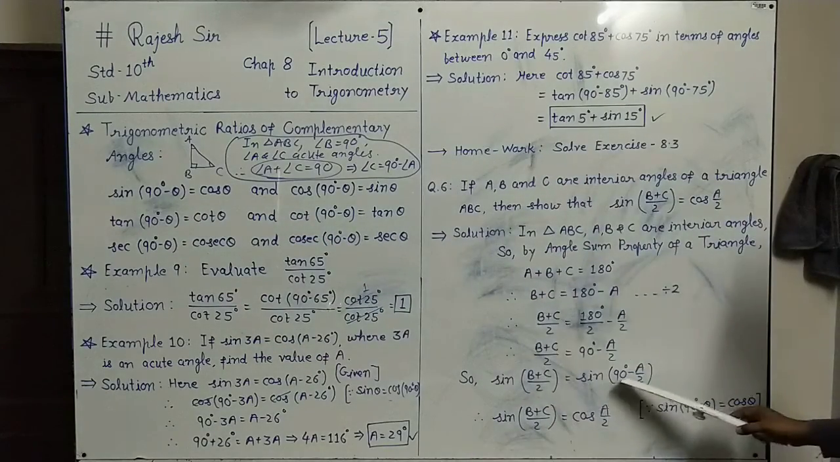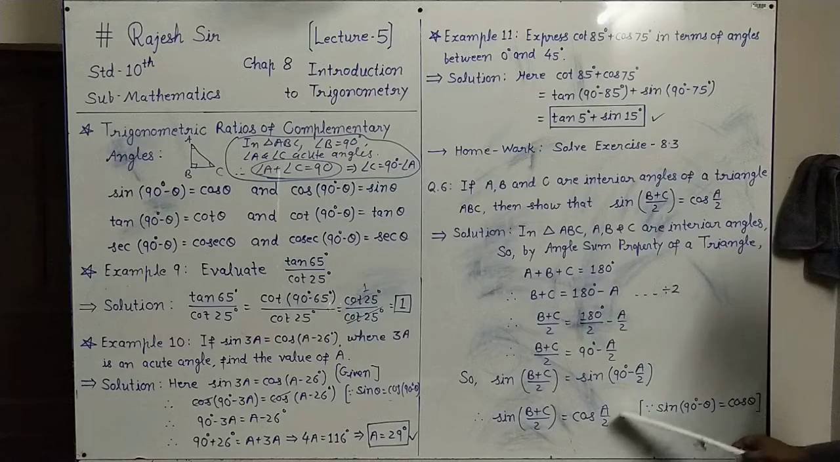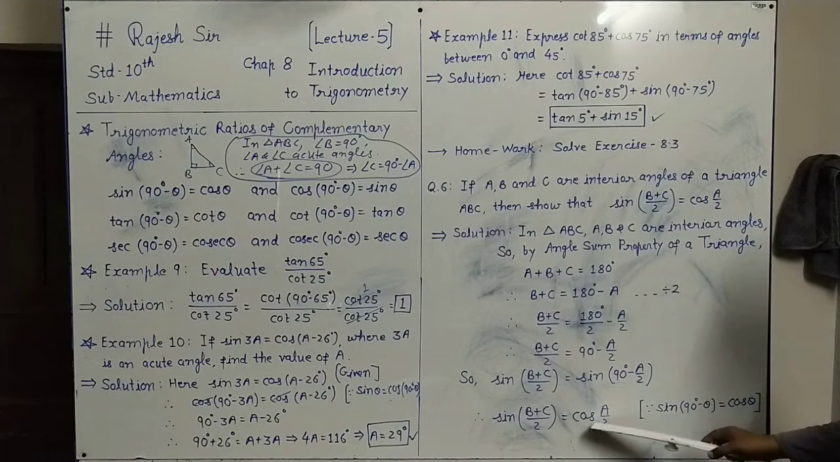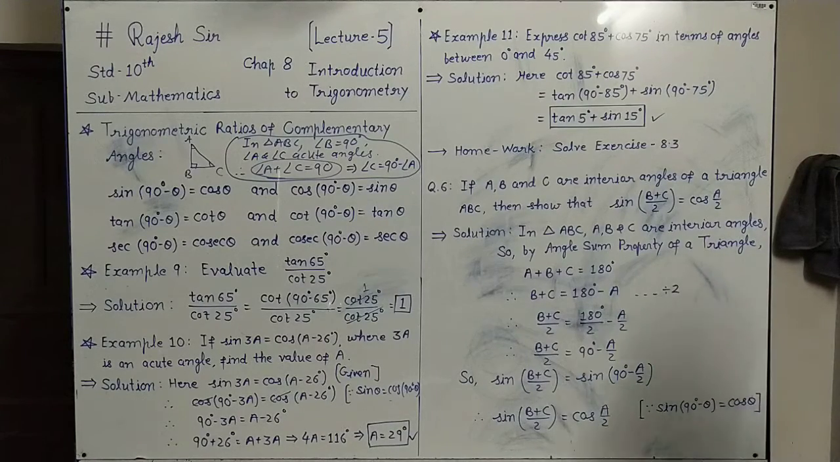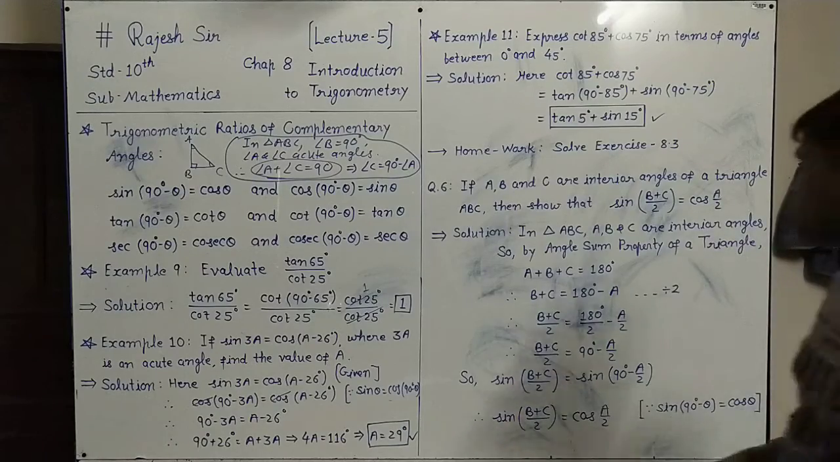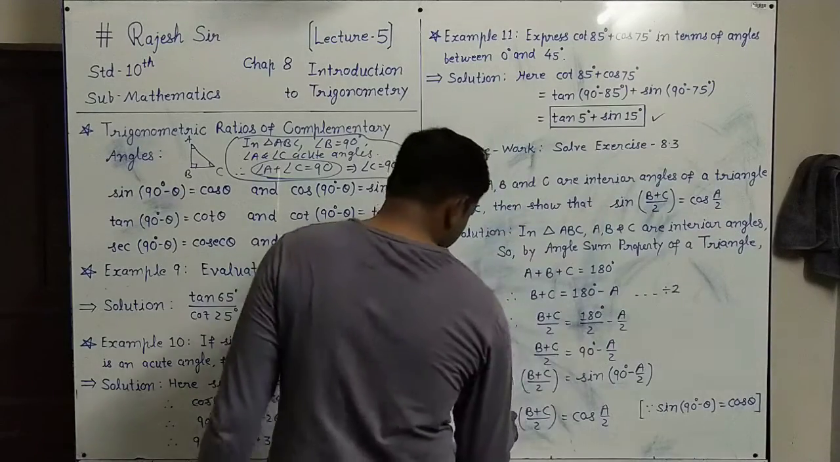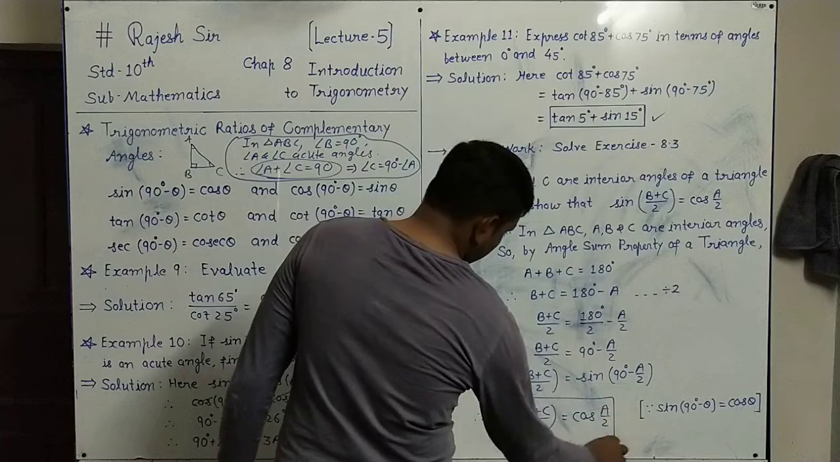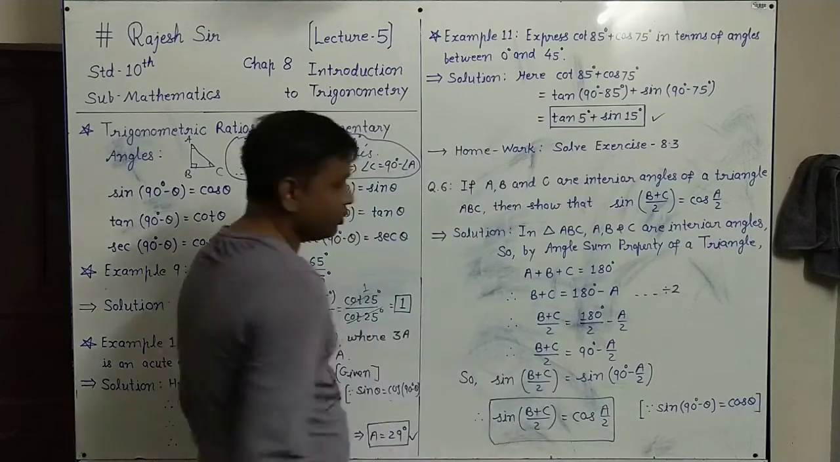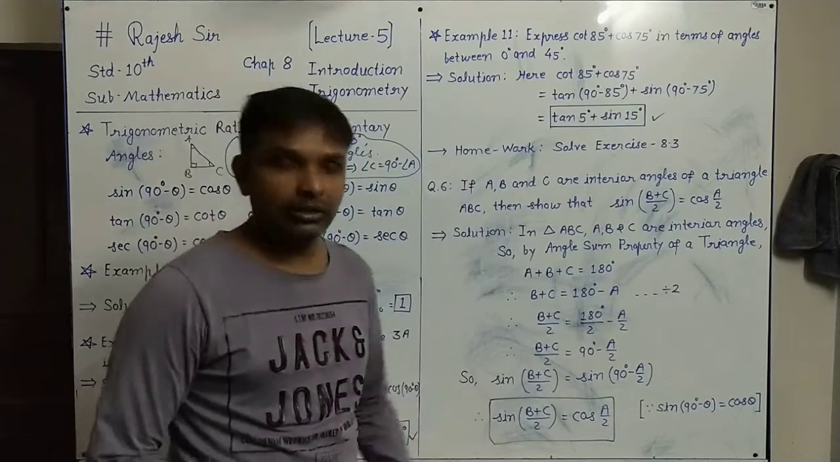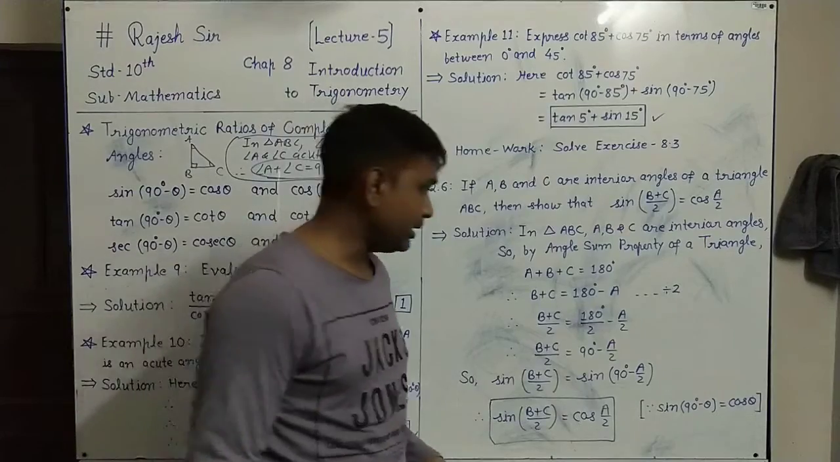So sin of (90 minus A by 2) will be cos A by 2. In place of theta, A by 2 is there. So cos A by 2. Hence we have shown whatever we wanted to show: sin of (B plus C) upon 2 equals cos A by 2. That is what we get this way.